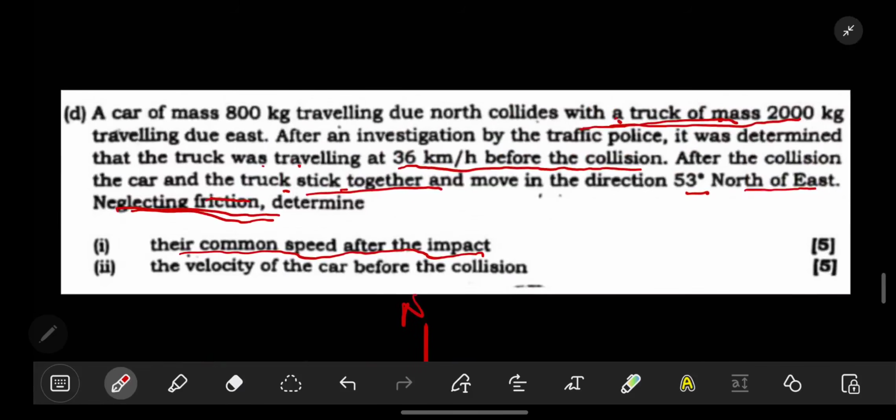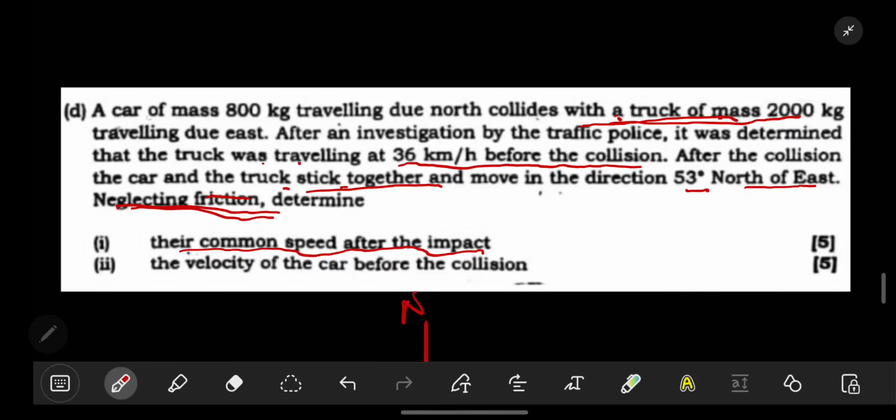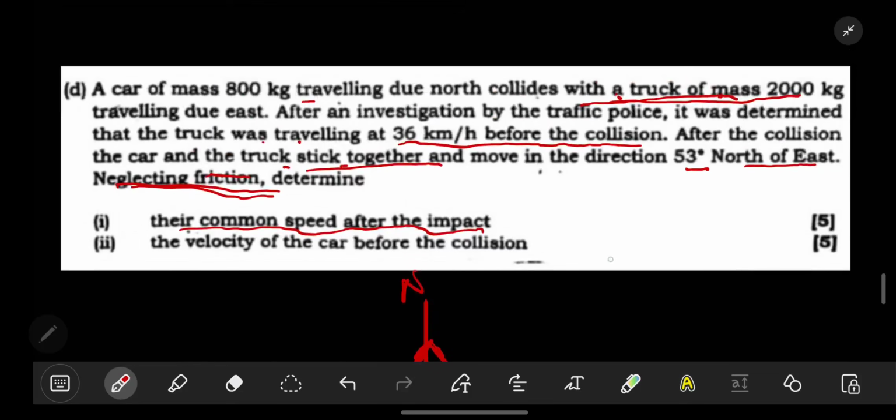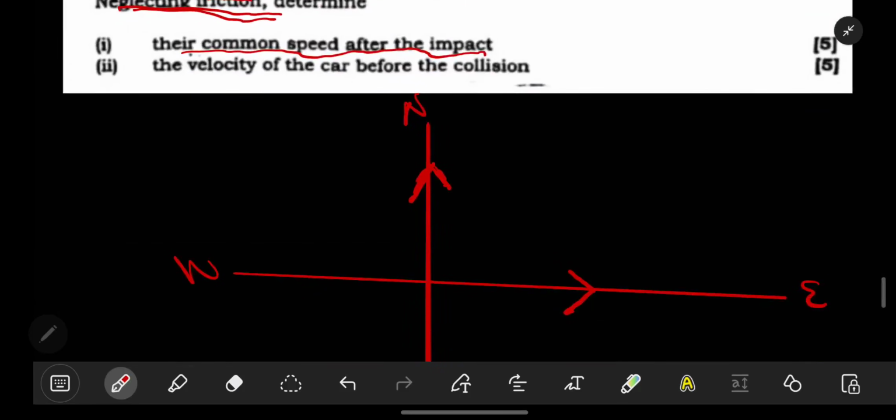Then we are told that after the collision, let's look at the car. The car of mass 800 kg was traveling due north, like that. They collided and began to move in the direction 53 degrees north of east. North of east means go to the east while going up. So it will be like this.